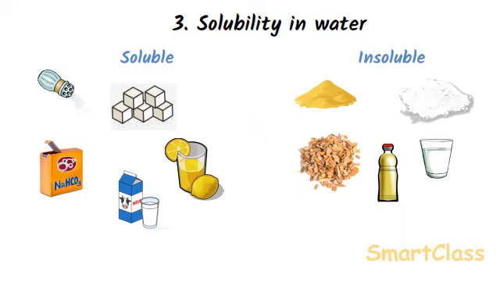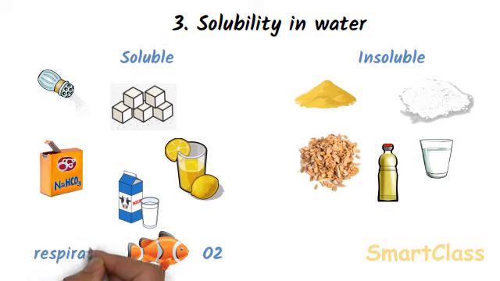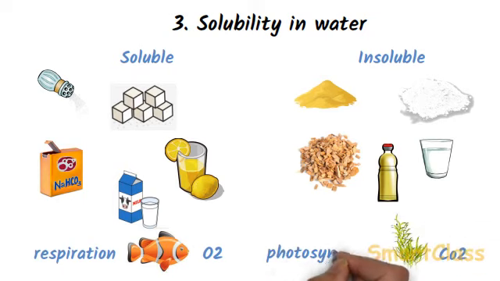Some gases also dissolve in water, whereas other gases do not. Oxygen dissolves in water and the plants and animals living in water use dissolved oxygen for respiration. Carbon dioxide also dissolves in water, and this dissolved carbon dioxide is used by plants living in water for photosynthesis. The examples of gases which do not dissolve in water are nitrogen and methane.